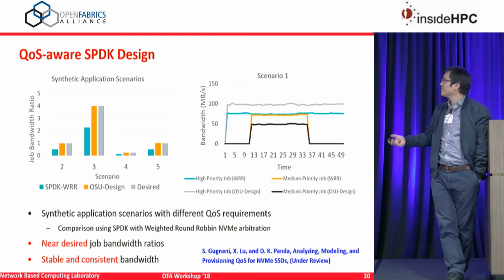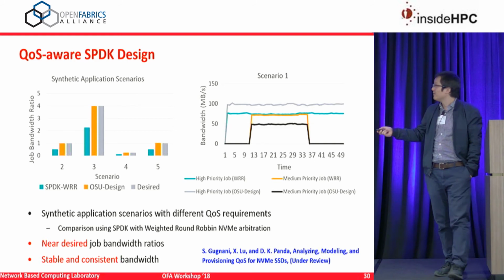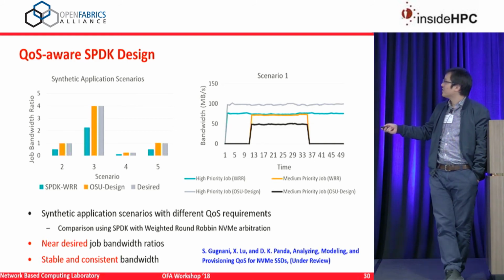So we propose another design scheme, which can actually guarantee that. For example, this is with our design. We can show that if you set high priority for your application, we can get around 100 megabytes per second.